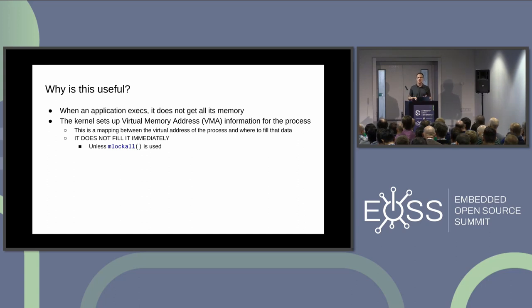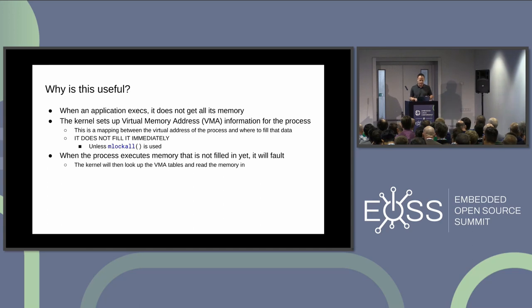You can call mlockall, and it's useful. But as John Ordinus mentioned at DART, it doesn't always help everything, but it helps quite a lot. And when the process executes, it's basically a just-in-time situation where when it hits something, it pulls it in. The kernel will look it up from the VMA table and then read the memory in from the disk.